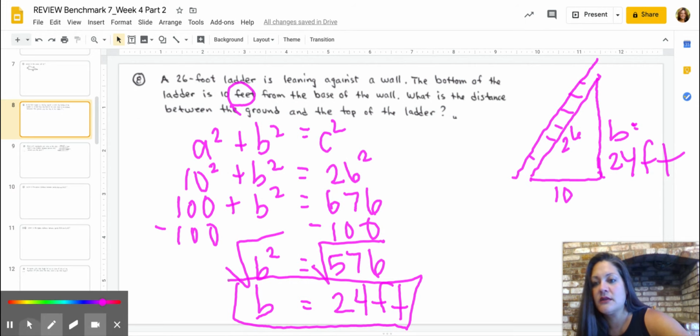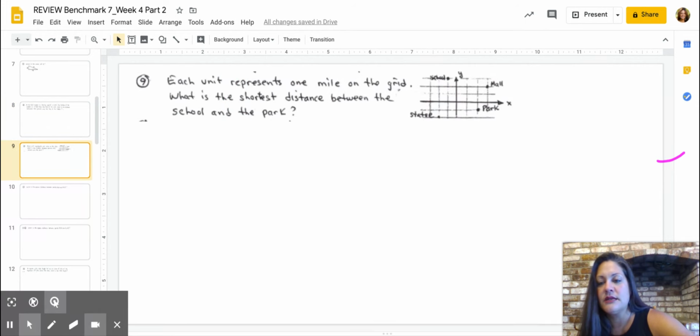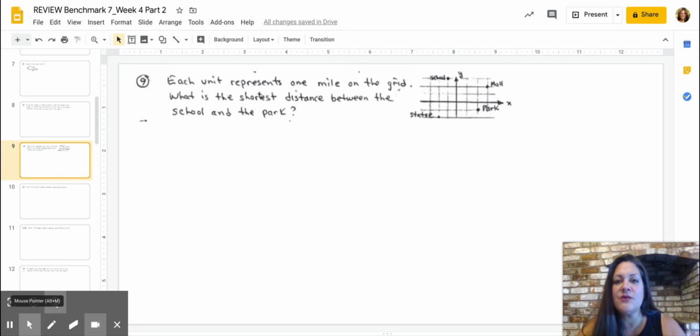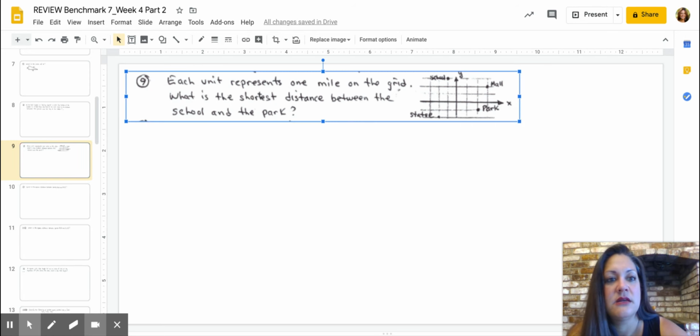Okay. Number 10. Oh, no, erase all that. Okay. Number 9. Each unit represents 1 mile on the grid. What is the shortest distance between the school and the park? So we just did this with our distance of a coordinate plane.